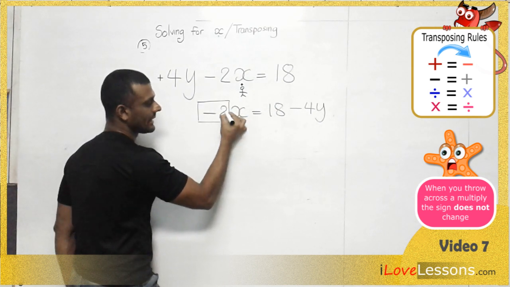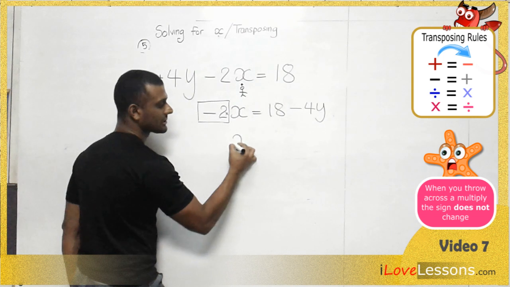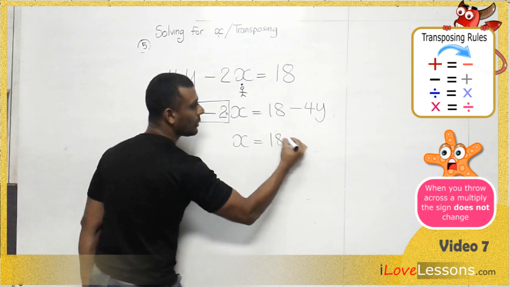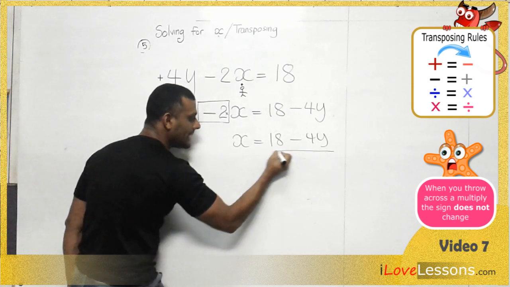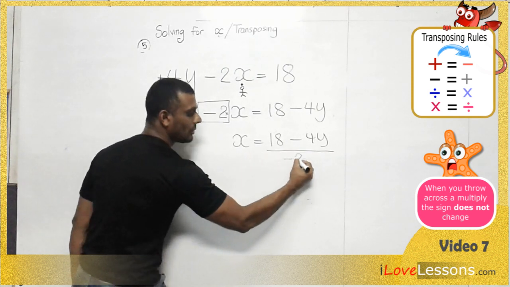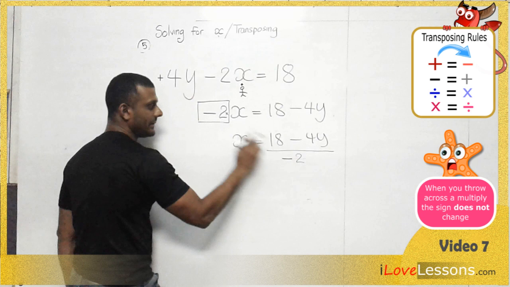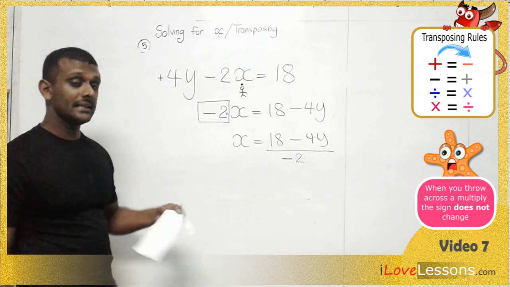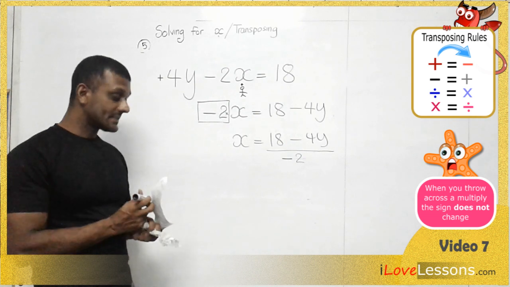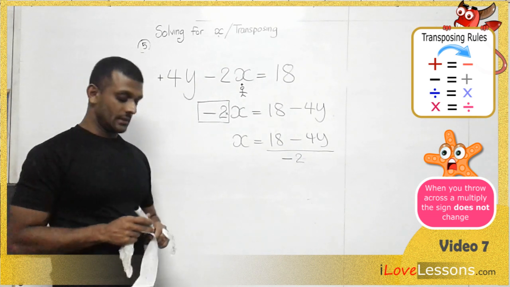What do you have in between here and here? A multiply. Throw across and multiply. You have two items waiting on this side. Put one big divide sign and divide the whole thing by minus 2, because your friend, his sign does not change. That's the end of that question. That is as simple as that will get.